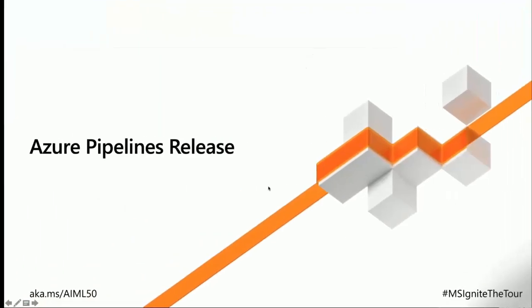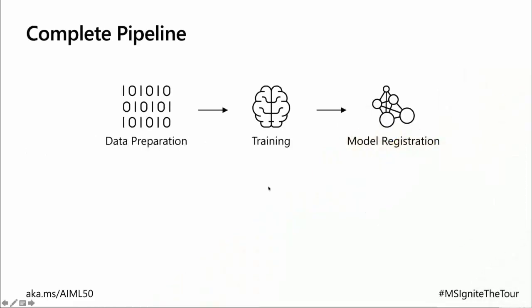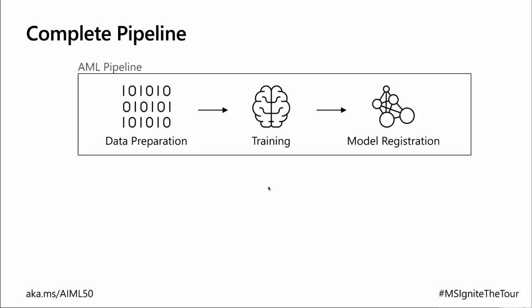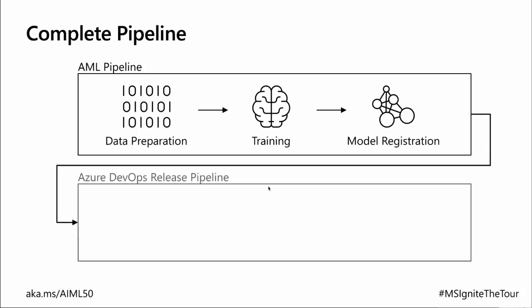So while we wait for that to deploy, let's look at our complete pipeline. We have our data preparation, training, and model registration, and they are all part of our Azure Machine Learning Service pipeline. When that model is registered, we also kick off an Azure DevOps release pipeline. Right now, we're just deploying to Azure Container Instances.